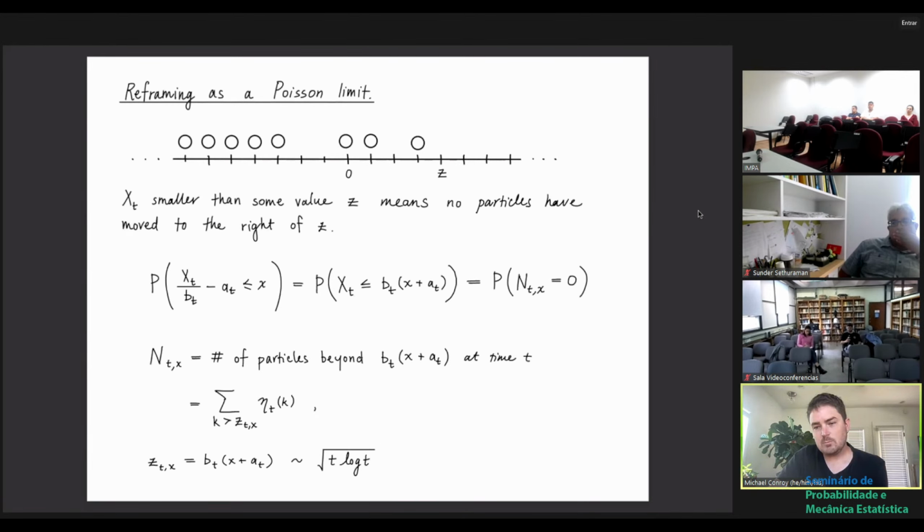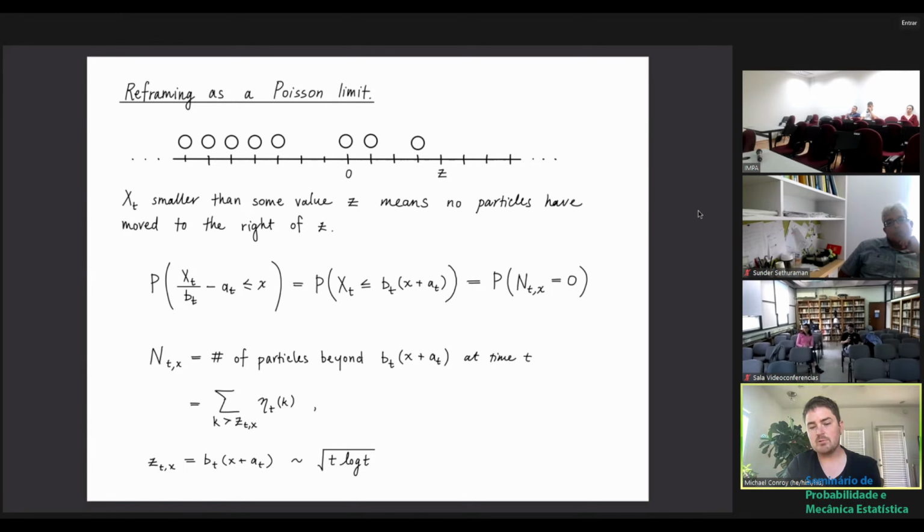So to see why it happens in the independent case, we can reframe this as a question about a Poisson limit theorem. If we want to analyze an event where x_t is smaller than some value, that's the same as saying no particles have moved to the right beyond z. This is true in the exclusion system because no particles can pass that one. And it's true in the independent system because we're just looking at the maximum. So that's not tracing one individual particle.